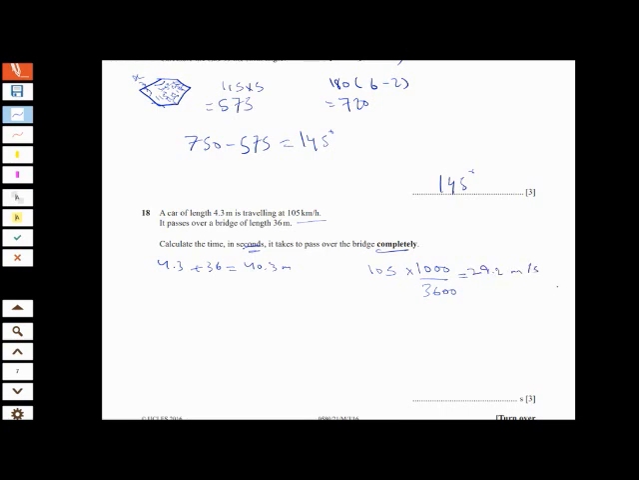meters per second. Now we have the speed, we have the distance, we want to find the time. All we have to do is just divide the distance over the speed. That would give you the answer, which is 1.38 seconds.